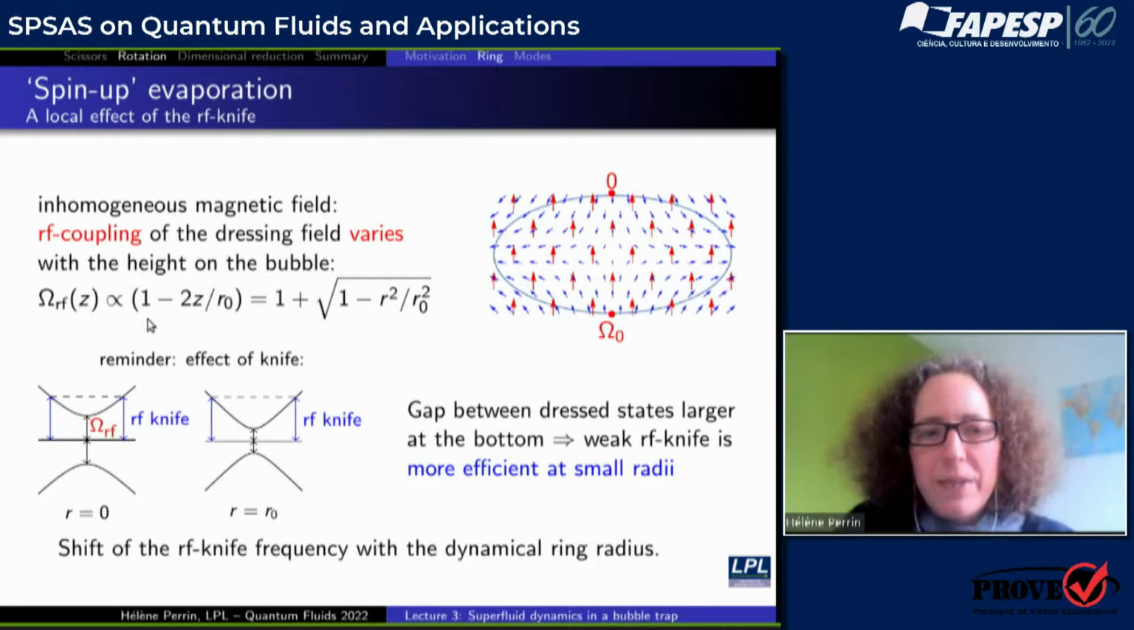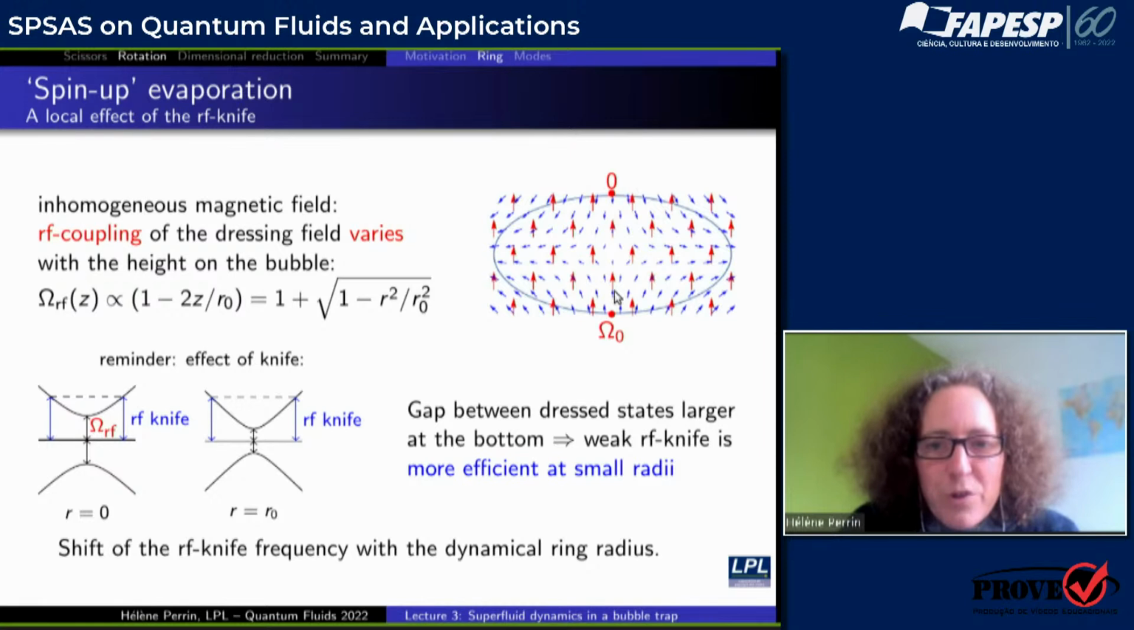So as a whole, the coupling along this bubble depends on the vertical position, and we can show that it behaves linearly with the position, being maximum downwards, zero upwards, and decreasing linearly with the Z position when we go around the bubble.